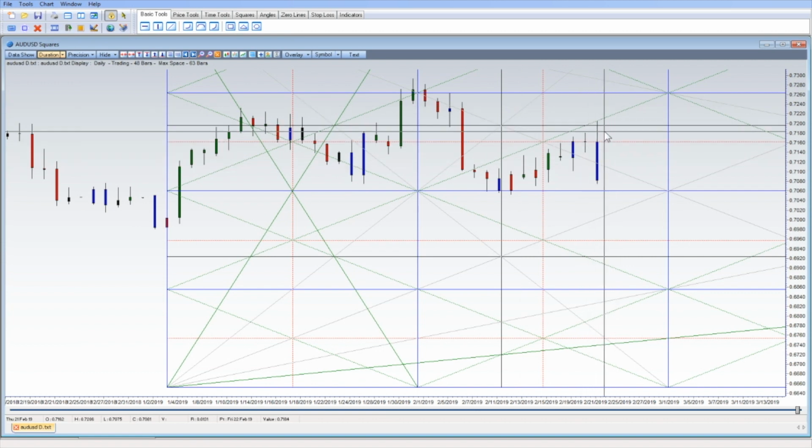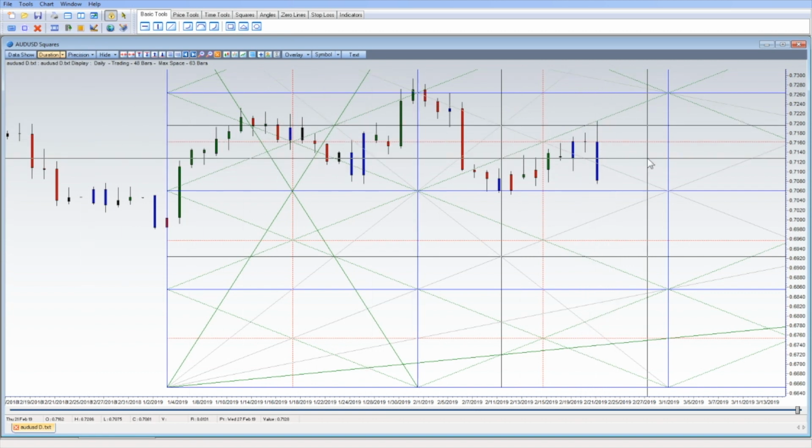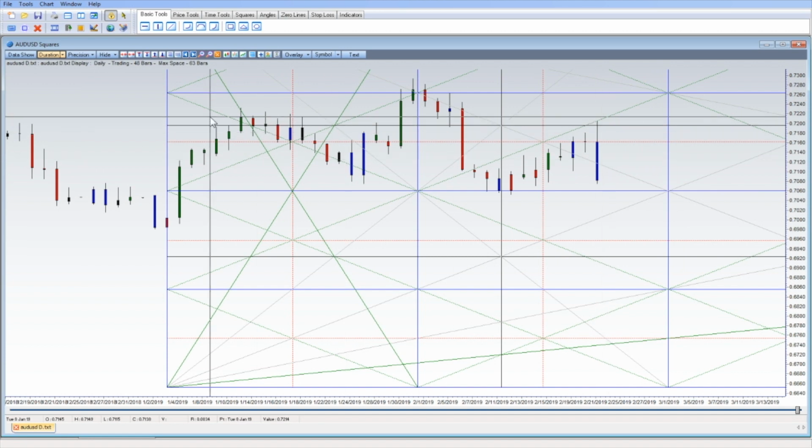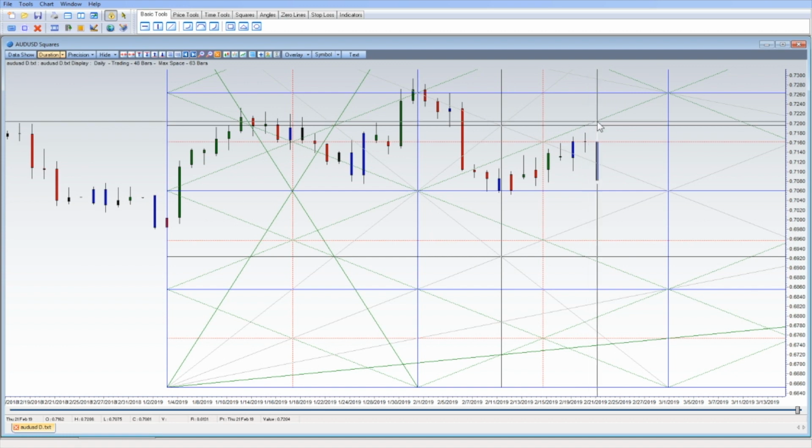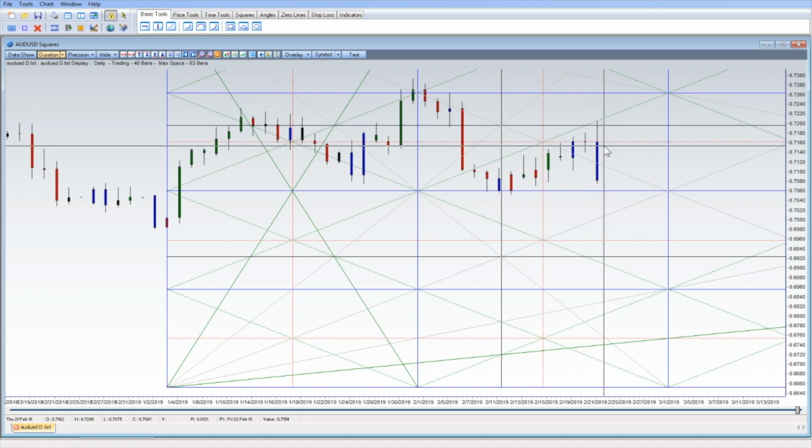Look how it works there using the trading bars by itself, no calendar day. It kissed this angle right here, crashed right through, and this could be possible support.